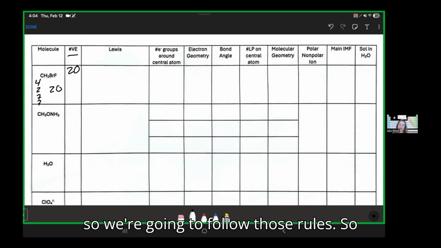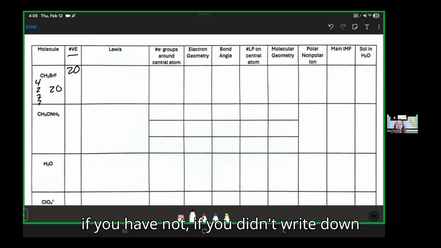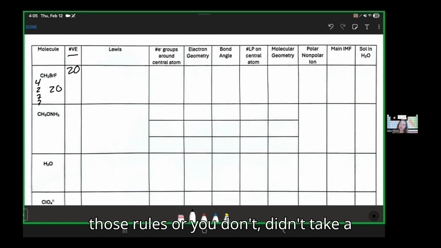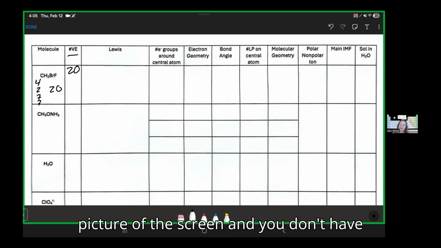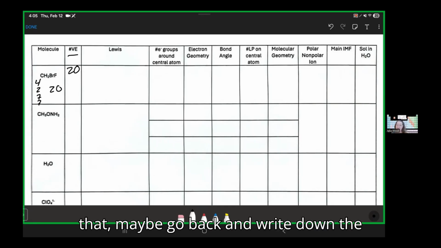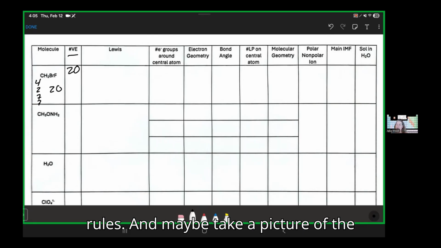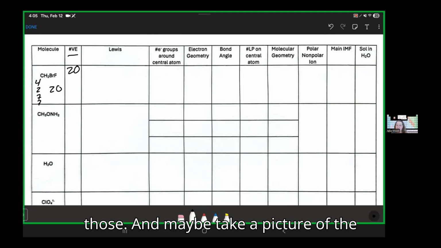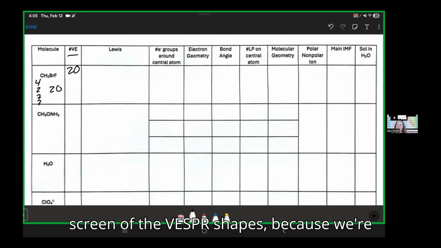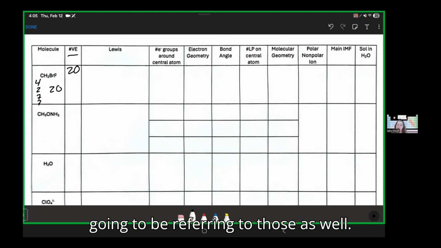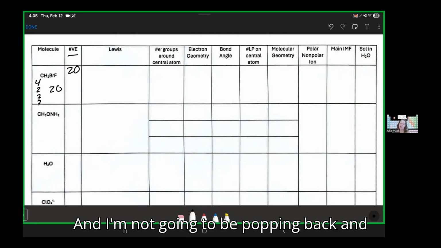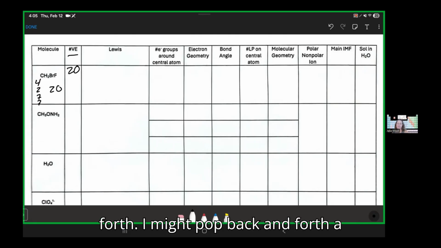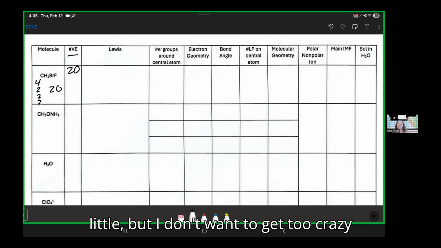Okay, so we're going to follow those rules. If you didn't write down those rules, or you didn't take a picture of the screen, maybe go back and write down the rules, and take a picture of the electronegativities, because we're going to be referring to those. And the VSEPR shapes as well. I'm not going to be popping back and forth. I might a little, but I don't want to get too crazy with that.